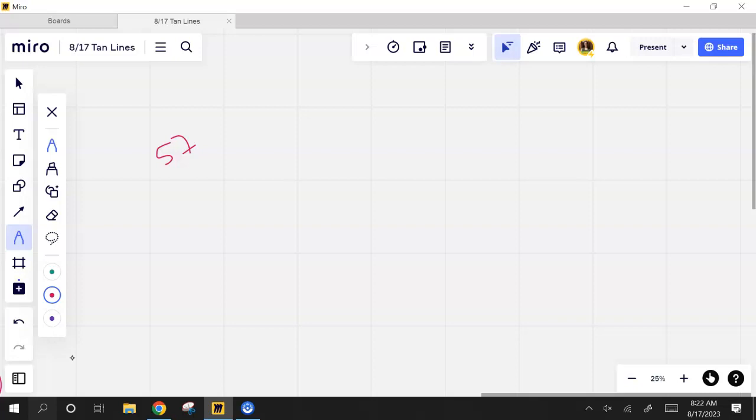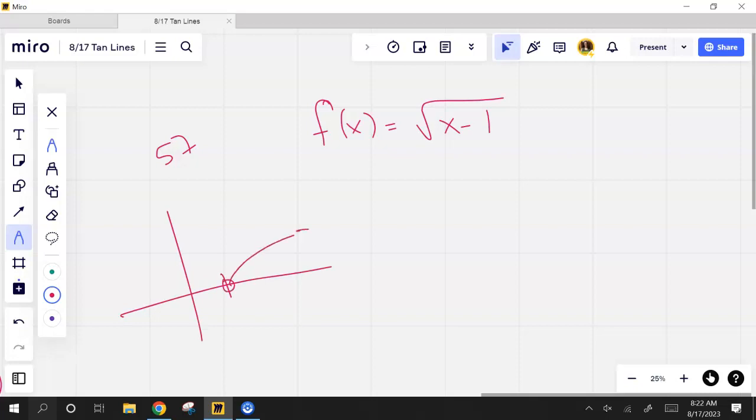Which of the following points is not a point of discontinuity? Not a point of discontinuity. All right, so you know what this looks like, right? Slid over to the right one. It goes like that. Actually, that's included. So which one is not a point of discontinuity?